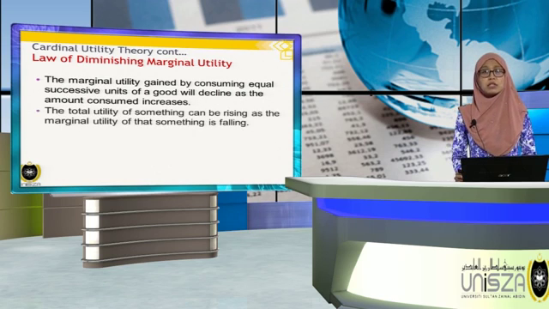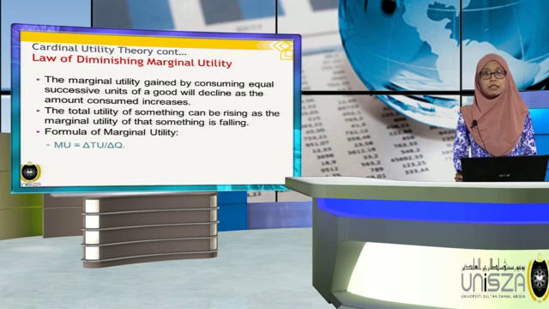The total utility of something can be rising as the marginal utility of that something is falling. So the formula to calculate marginal utility is the change in total utility divided by the change in the quantity of a good.